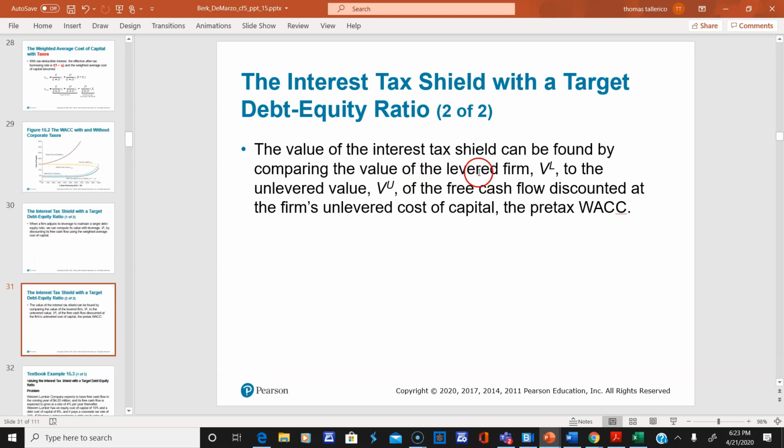So the value of the interest tax yield can be found by comparing the value of the levered firm, with debt and with interest payments, to the unlevered firm of the free cash flow discounted at the firm's unlevered cost of capital, the pre-tax weighted average cost. So this is the pre-tax weighted average cost of capital. So you can look at both of these, you compare the levered and the unlevered.